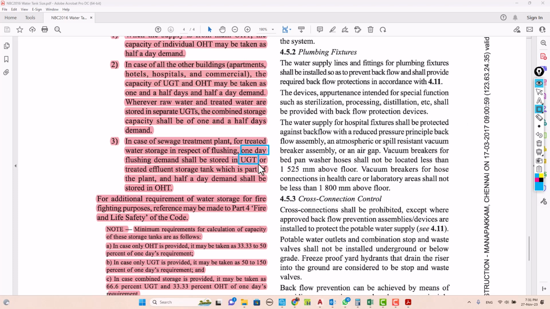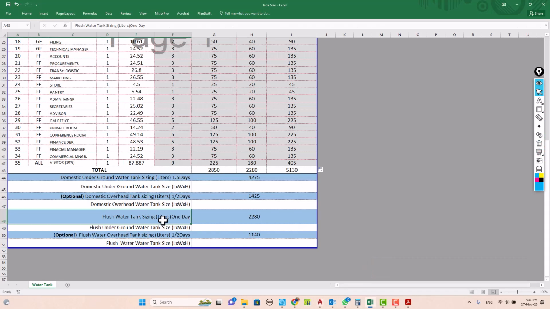Okay, and half a day for overhead tank sizing for flushing. That's why we take here 1 day and half day for overhead tank, and this is the flush water tank. Okay, flush water requirement, so we multiply by 1 day, it's coming this much, and for half days we divide by 2, all this one came.